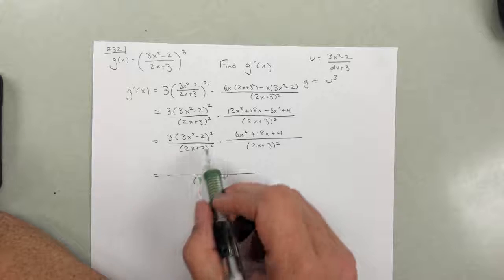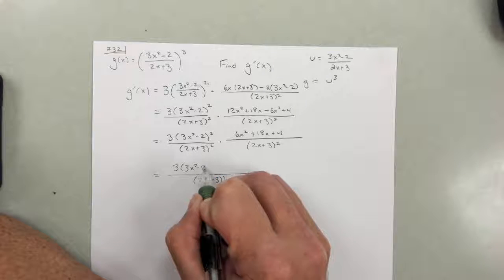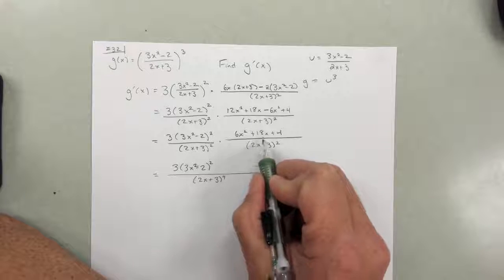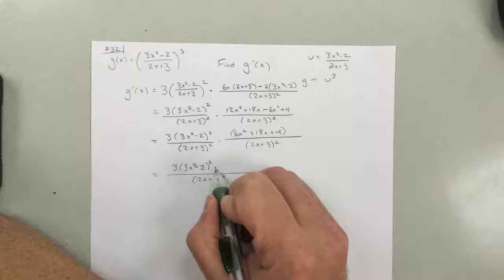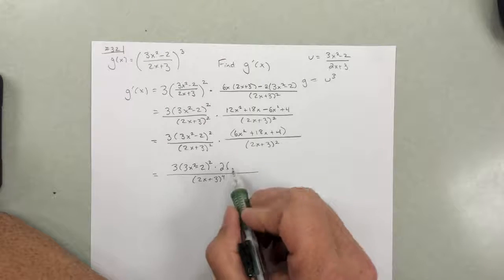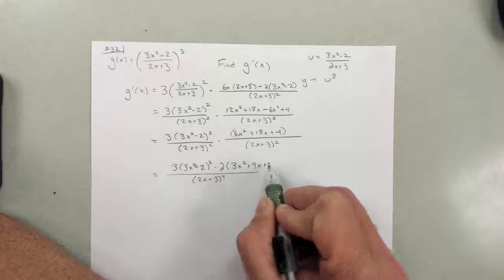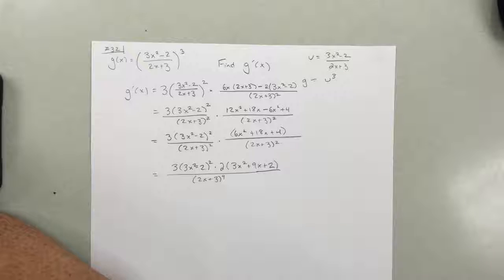Okay? And then here what we can do is this trinomial has a common 2 we can factor out. So let's factor out that common 2 and get 3x squared plus 9x plus 4. Nope, plus 2. Okay?